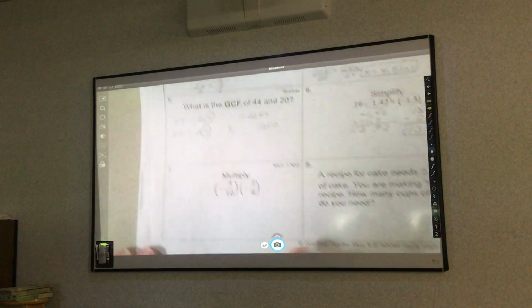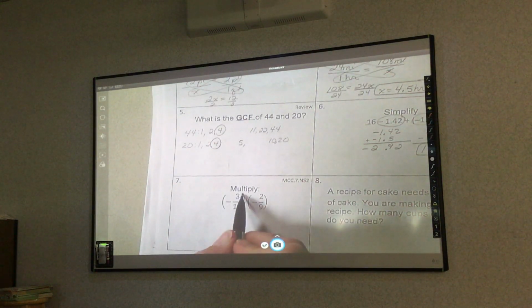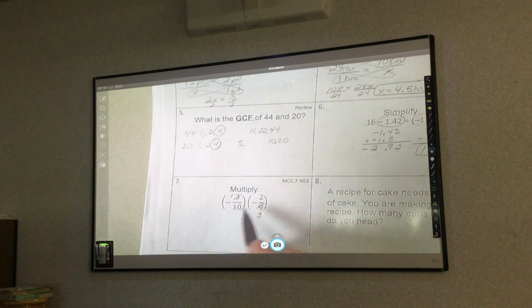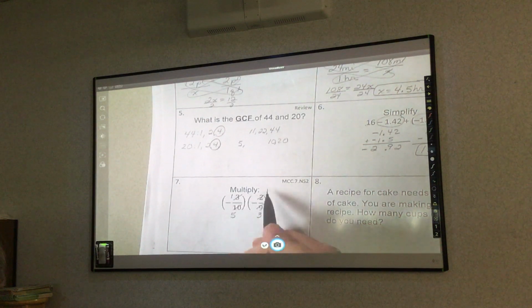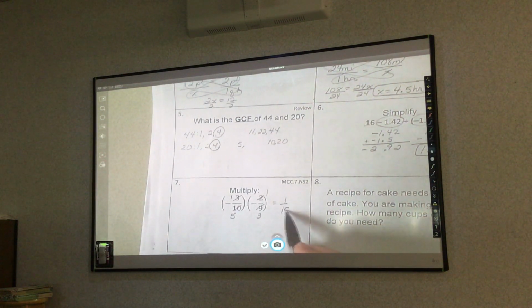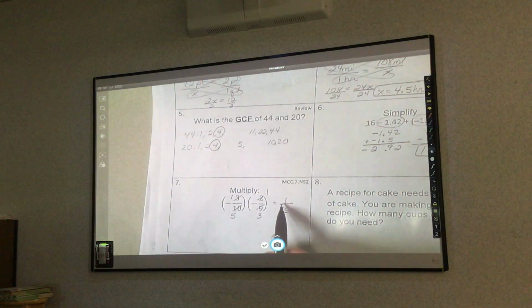And then number 7, we're just multiplying. I'm going to leave it set up, but I'm going to cross cancel by 3s, so that becomes a 3, this becomes a 1. Cross cancel by 2s, that becomes a 1, this becomes a 5. 1 times 1 is 1, 5 times 3 is 15. And a negative times a negative is a positive.